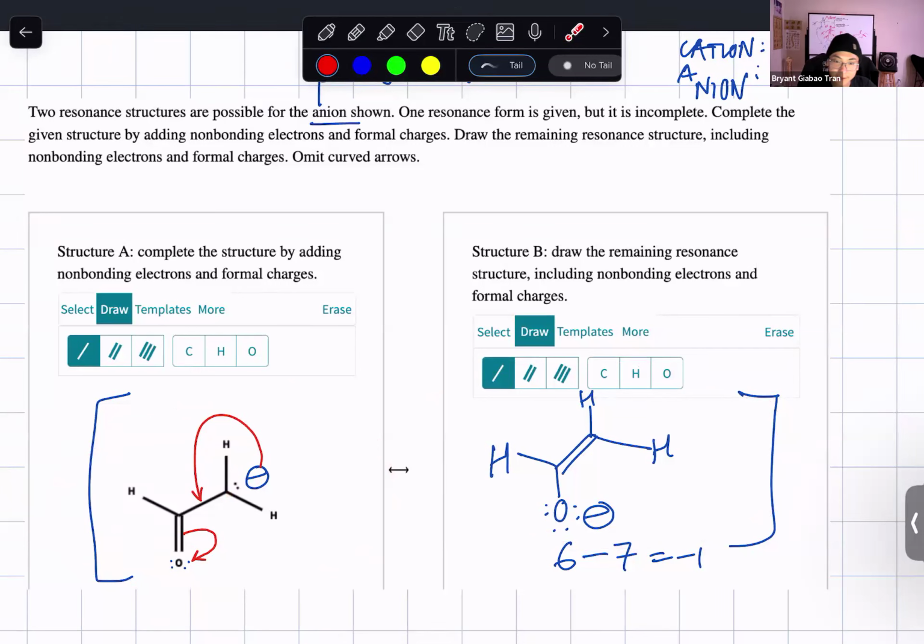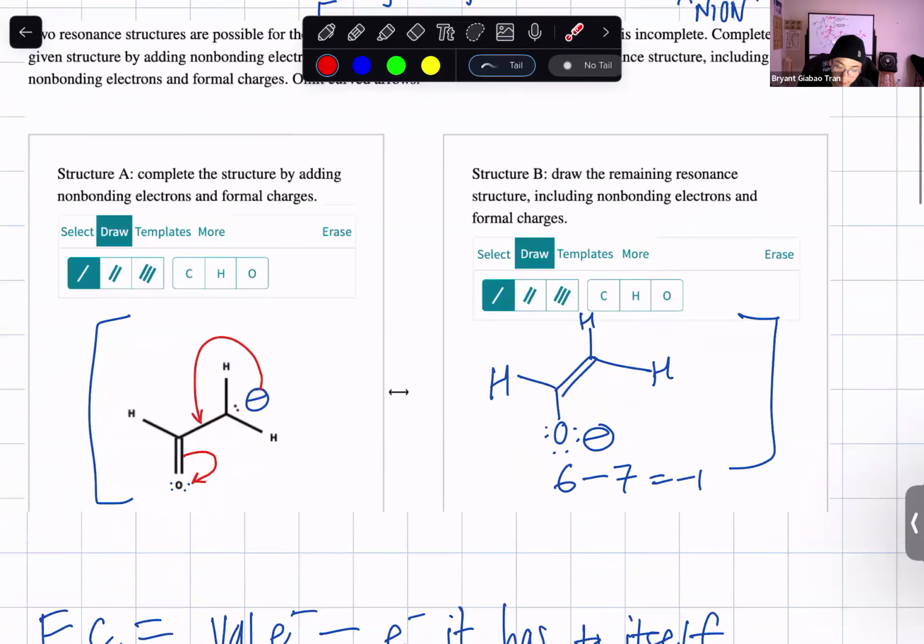And which one do you think is major? Which one do you think the negative charge is more happy on, the carbon atom or the oxygen atom? Think of electronegativity. Which atom is more electronegative and can hold the negative charge better? The oxygen.